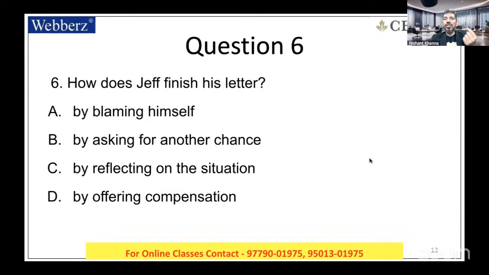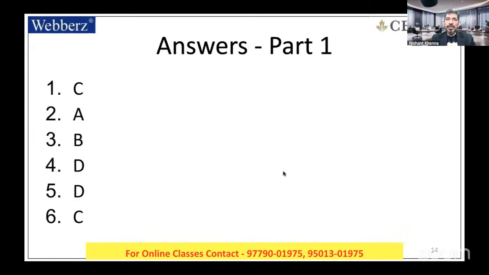How does Jeff finish his letter? He reflects on the situation. He thinks about the situation. He is apologetic. He thinks, he introspects what went wrong. That is the way to reflect on a thing. So these are my answers.